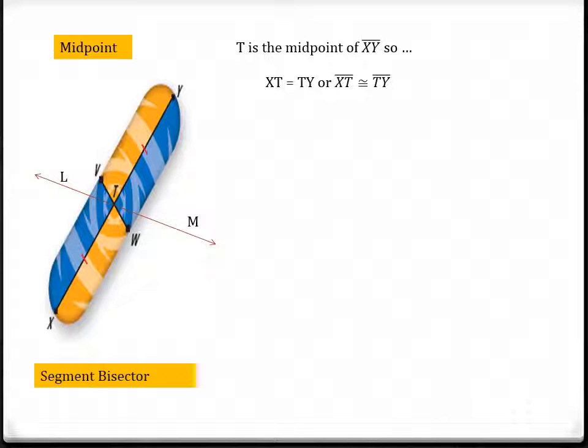Also, a plane can be a segment bisector as well as a ray. It always hits the midpoint, and it always only bisects a line segment. It cannot bisect a ray, a plane, or a line. Same thing though, whenever you see the term segment bisector, you know then that XT is equal to TY or XT is congruent to TY.